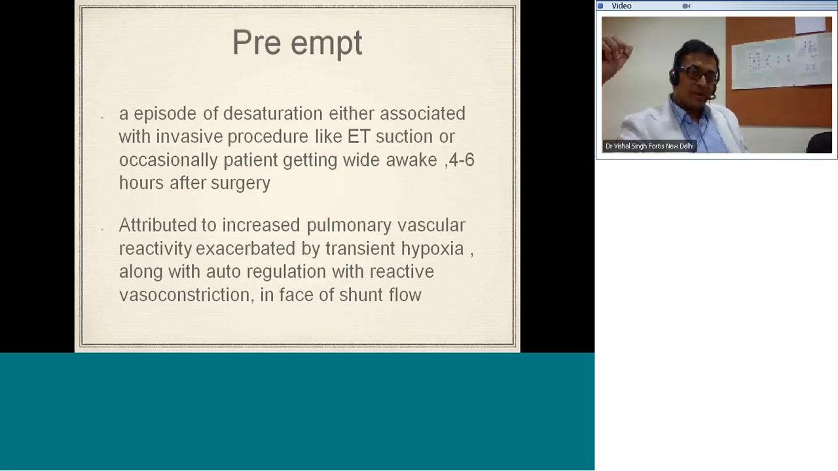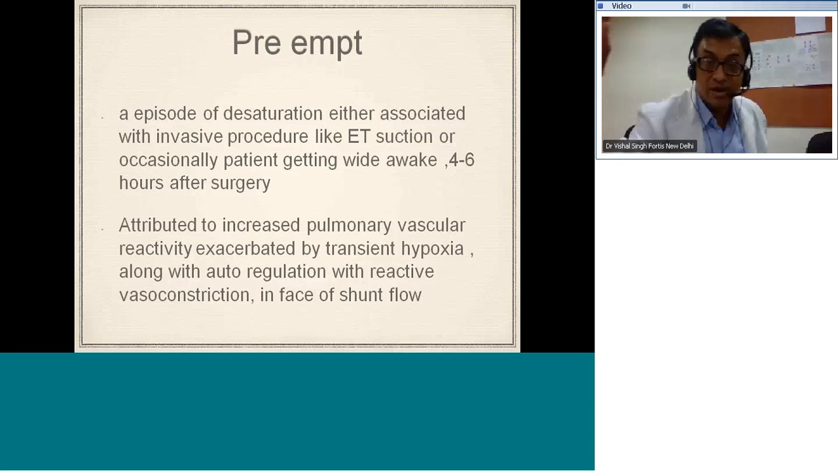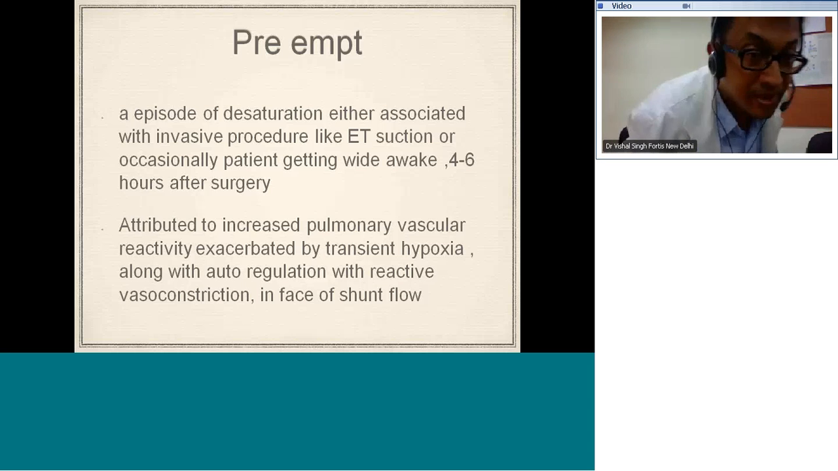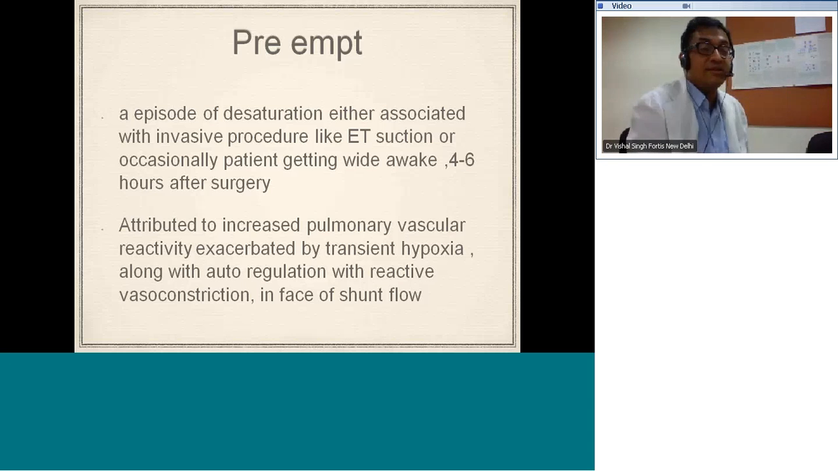Now, in a patient with a neonatal BT shunt, whether you like it or not, there will be one episode of desaturation, either associated with an invasive procedure like ET suction or occasionally the patient getting wide awake around 4 to 6 hours after surgery. You'll be very fortunate if it doesn't happen. But sometimes, come what may, you may take all precautions, but still it will happen. That is the reason you should always be very observant around this phase of time for the BT shunt's behavior.